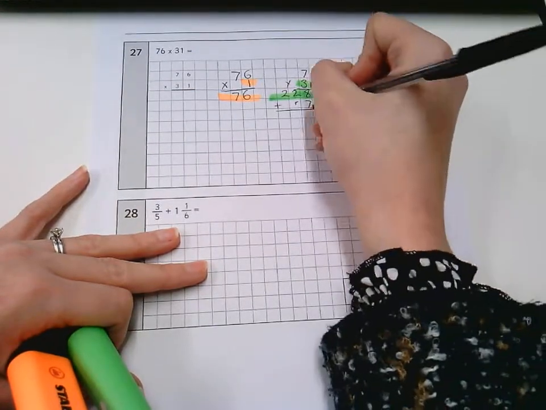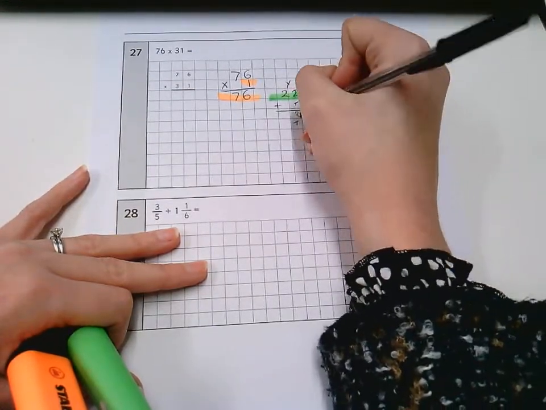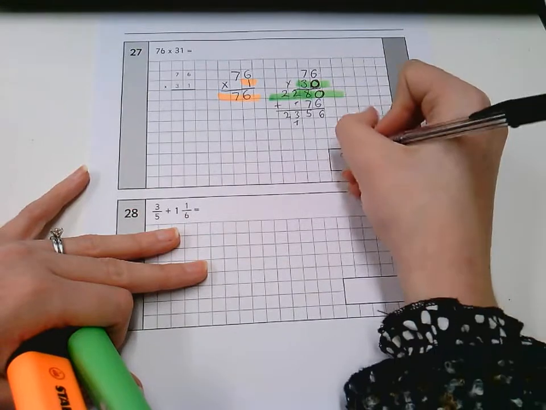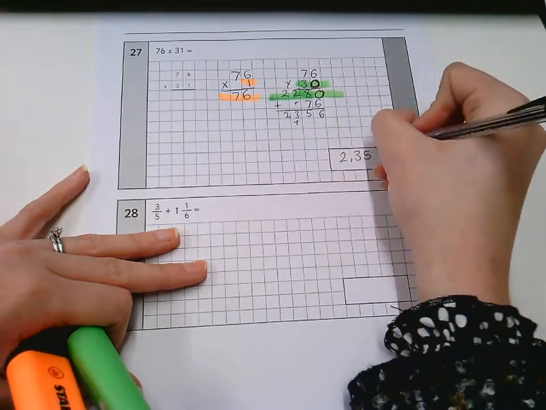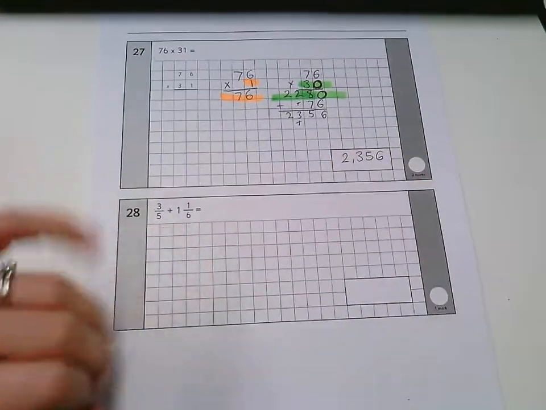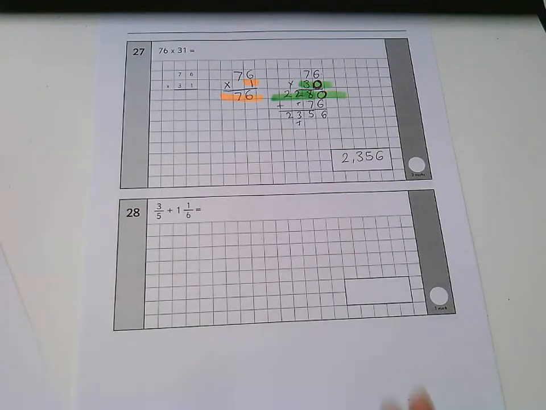I then add these together like we would normally. 0 add 6 is 6, 8 add 7 is 15, 2 add 1 is 3. So your answer should be 2,356. Give yourself 2 marks if you got that correct.